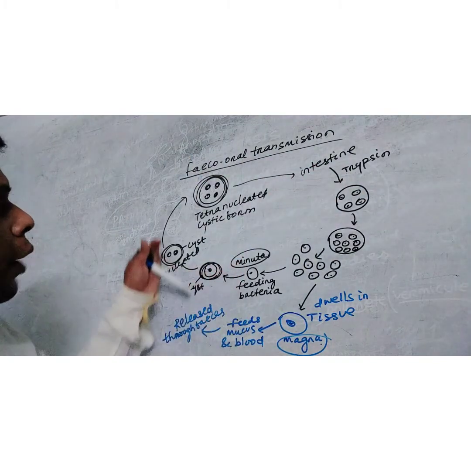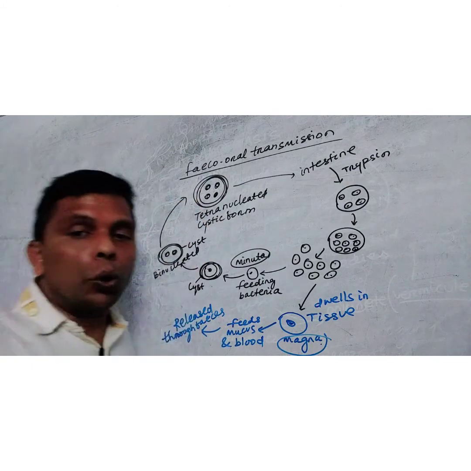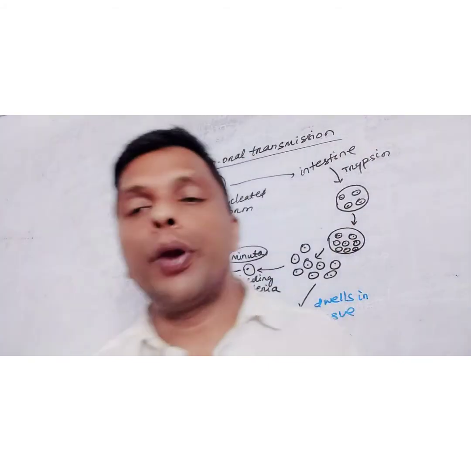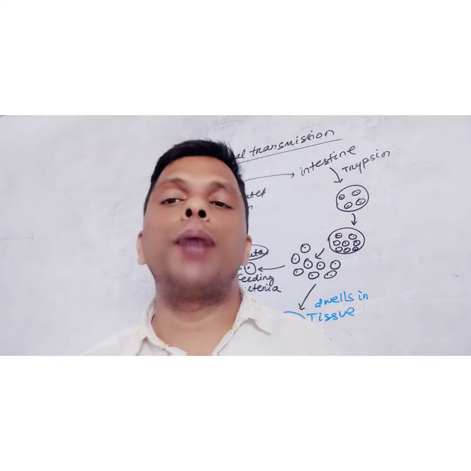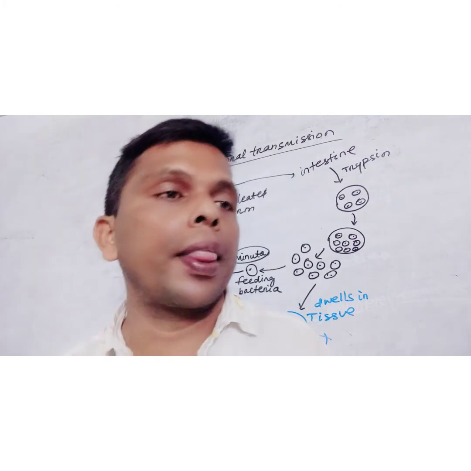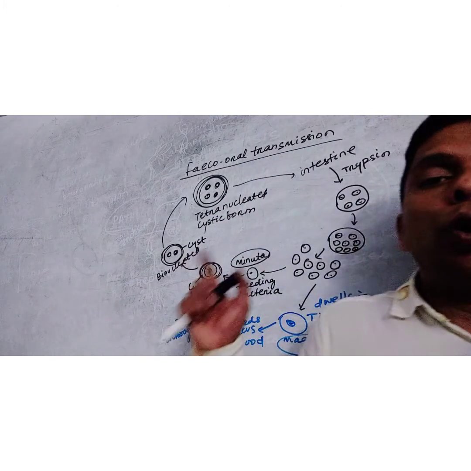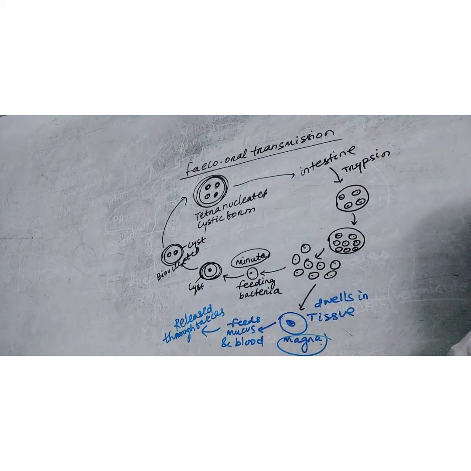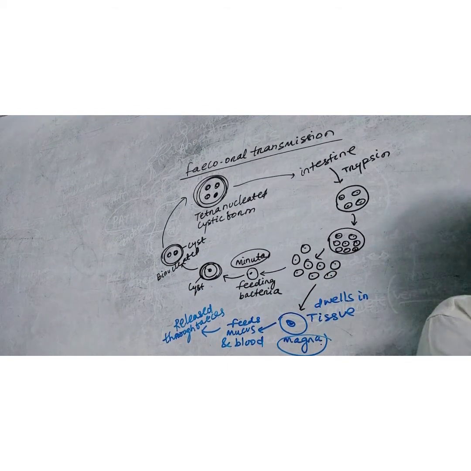So the fresh infection is due to the lumen dwelling form, and the tissue dwelling form produces various types of pathogenic symptoms in our body. So the mode of infection is always by means of contamination. Contaminated water, contaminated food, vegetables, and flies help in transmission.